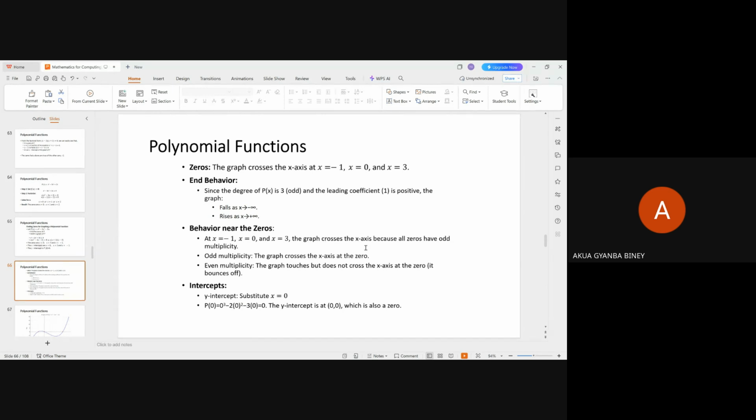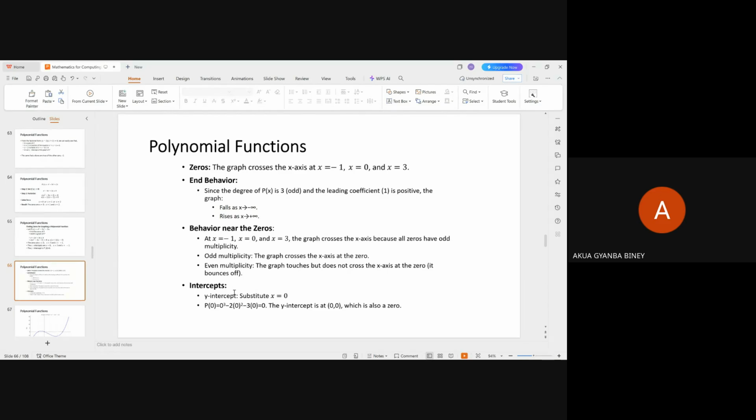The graph crosses the x-axis because all the zeros have odd multiplicity. So if the multiplicity is odd, the graph will cross the x-axis. If it is even, it will not cross, but rather it will bounce off. This slide is trying to tell you how to sketch the graph after getting your zeros. In your notes, sketching the graph is left to the student to go and find out, but then I'm going through this.